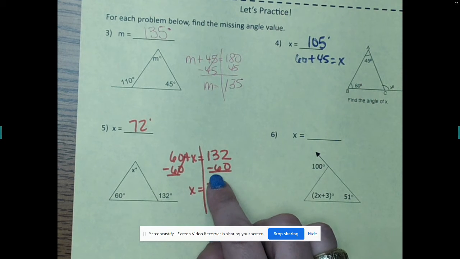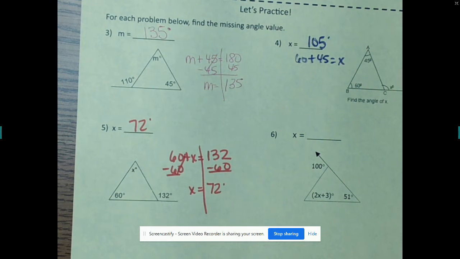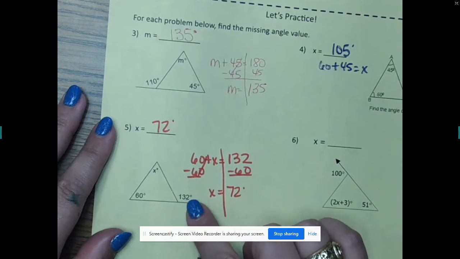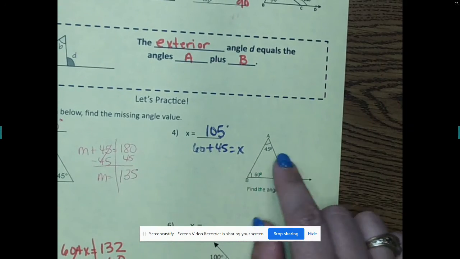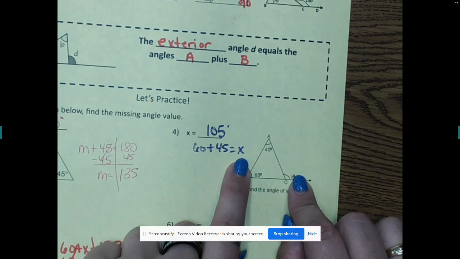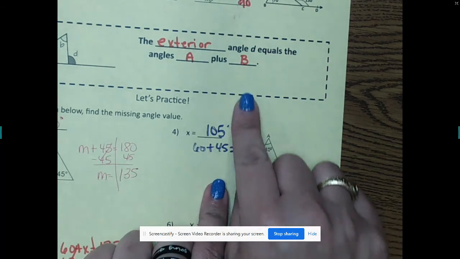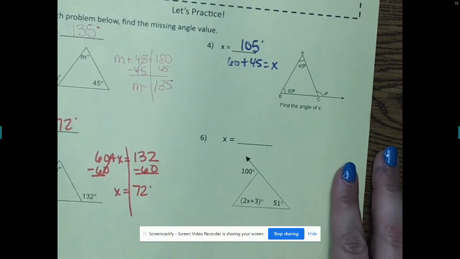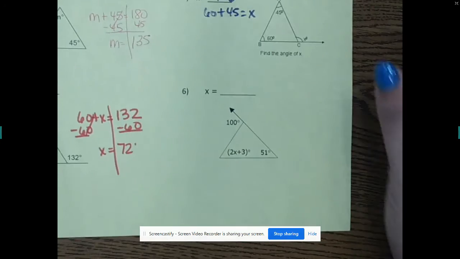All right. How do you know when to subtract and when to not subtract? If you write your algebra equation first, then you'll know. Like over here, we didn't subtract because x was on the equal sign. That's what was on this side. Okay, number 6. What's our equation?